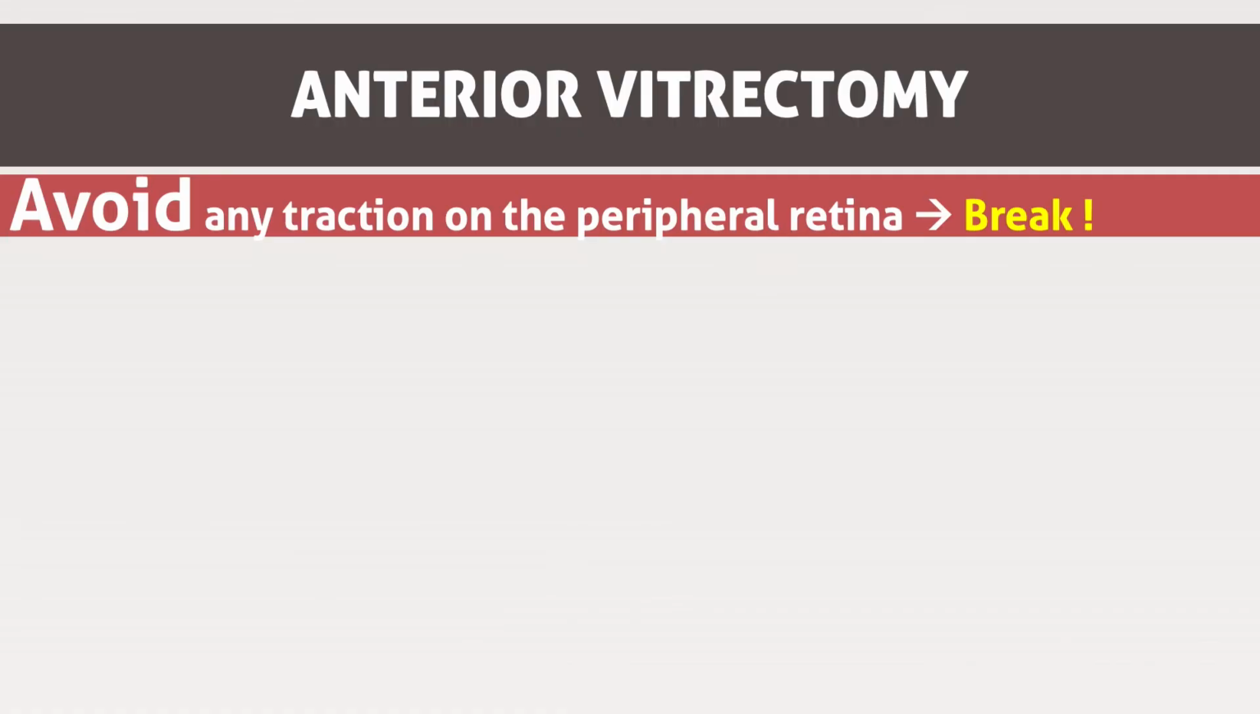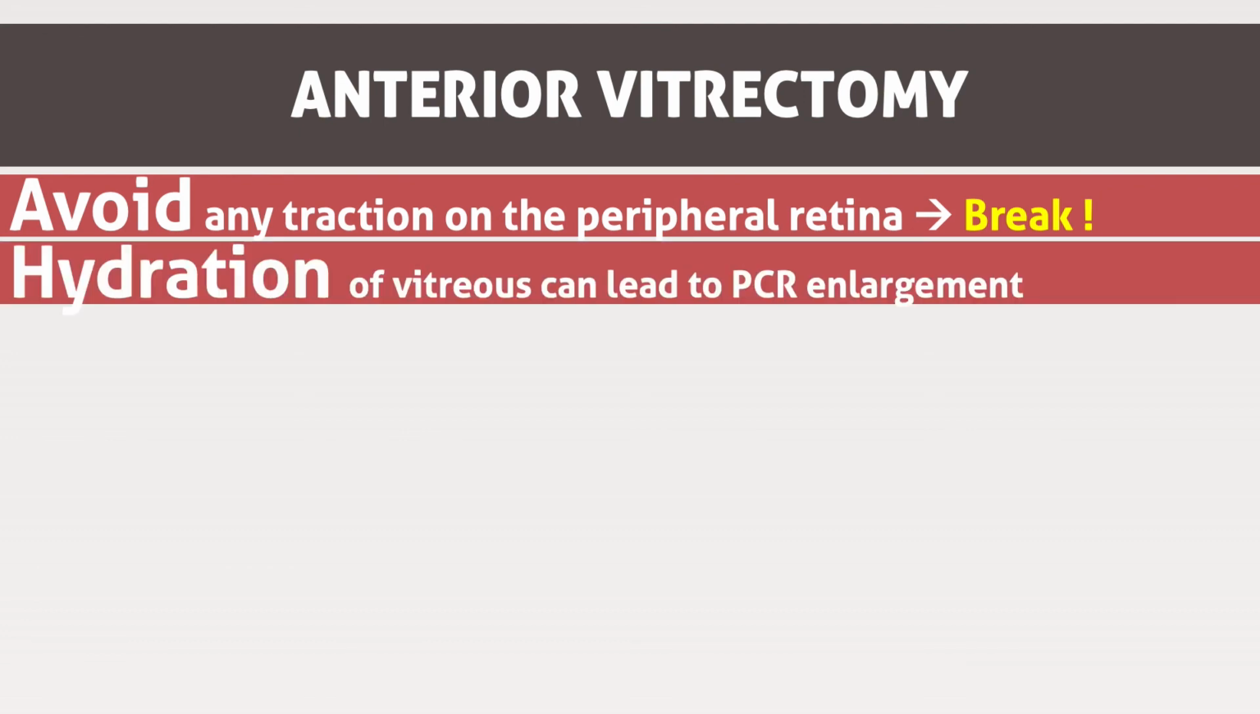Surgeons should do anterior vitrectomy and avoid any traction on the vitreous, because this traction will cause traction on the peripheral retina, which might result in retinal breaks. The second aim is to avoid excessive hydration of the vitreous. So avoid pointing the irrigation toward the vitreous and the BCR, which can result in BCR enlargement. So you will start with a small BCR, and after improper anterior vitrectomy, the surgery will end up with a large BCR.